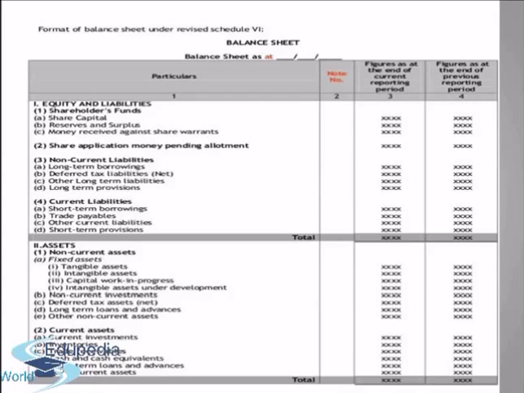And then we have figures at the end of the current reporting period and figures at the end of the previous reporting period. So this also serves the same purpose, that is the comparison purpose, whether the assets are increasing or decreasing, or the liabilities are increasing or decreasing as compared to the previous year. So this is the format of the balance sheet prepared as per the revised Schedule 6 of the Companies Act.